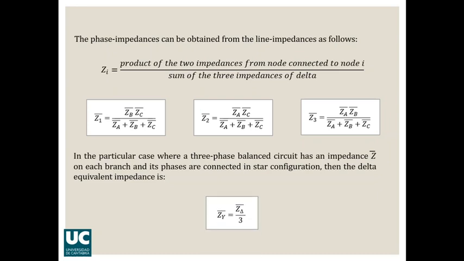In that situation, the formula could be transformed to this expression, which is much simpler, in which the impedance connected in a star is equal to the impedance connected in delta divided by 3. Analogously, the impedance connected in delta would be 3 times the impedance connected in a star. So, when our system is balanced, we can simplify the previous expressions and use this expression here.